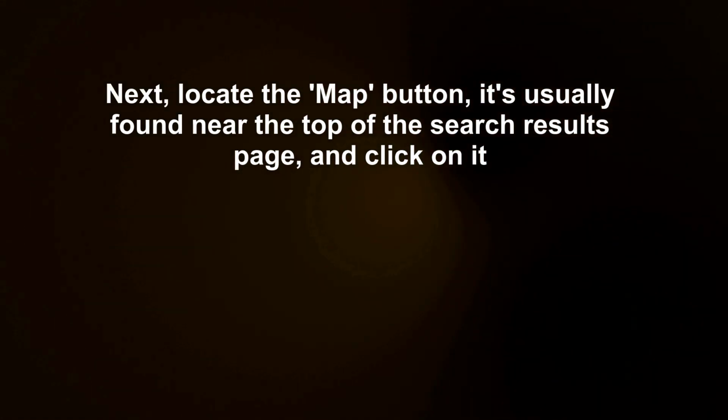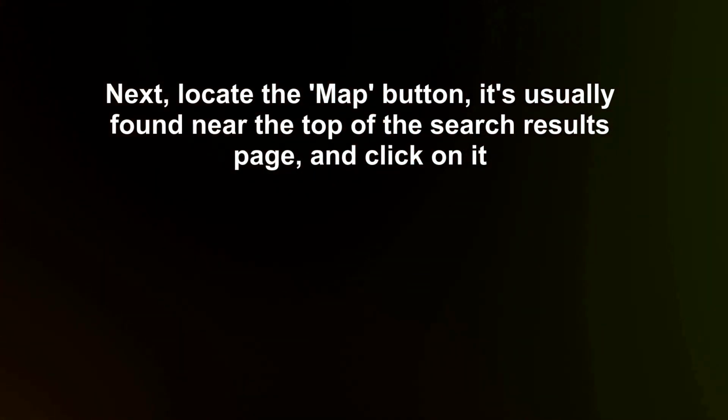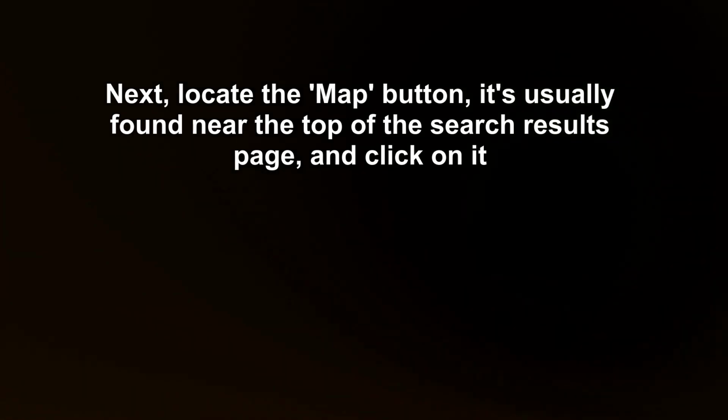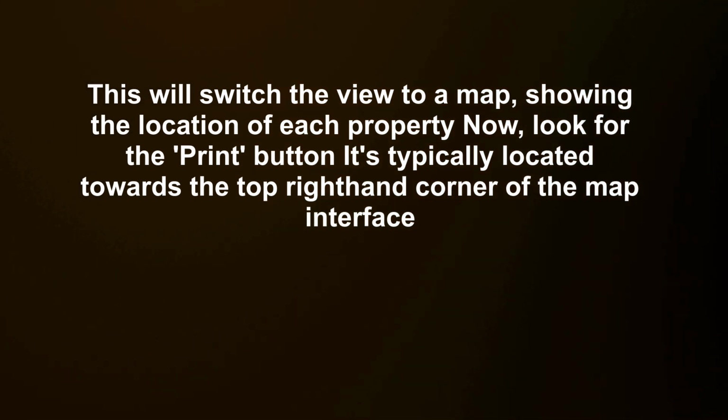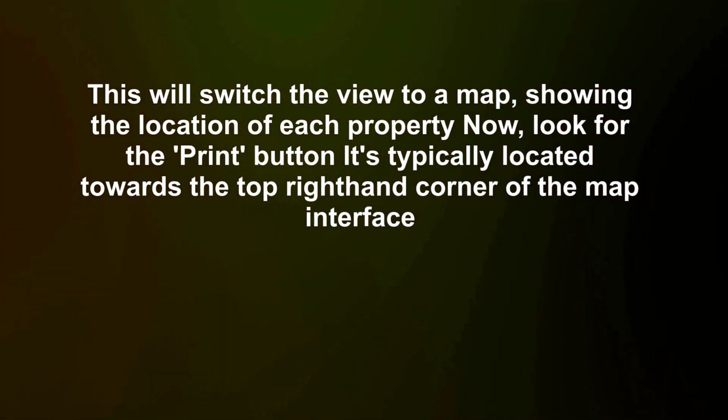Next, locate the map button. It's usually found near the top of the search results page, and click on it. This will switch the view to a map, showing the location of each property.